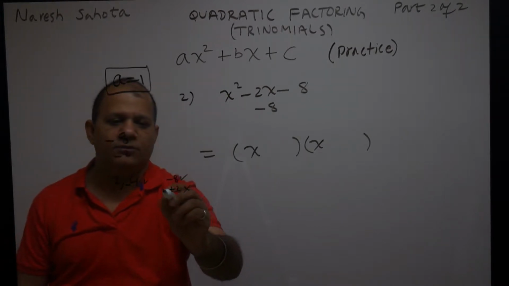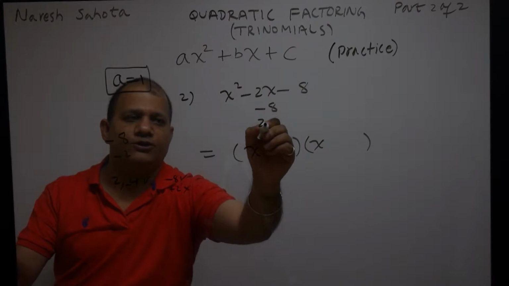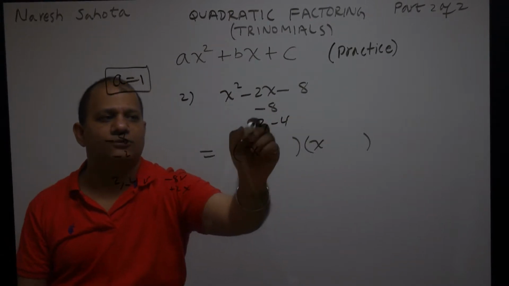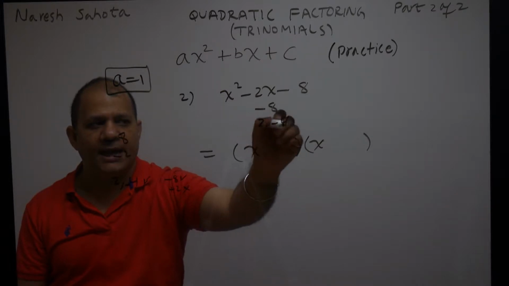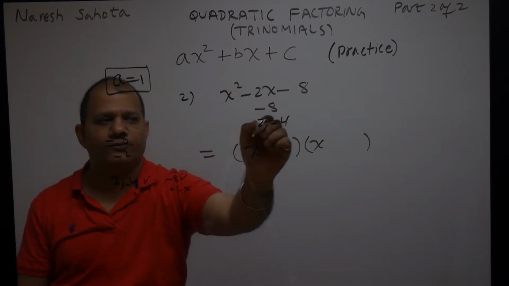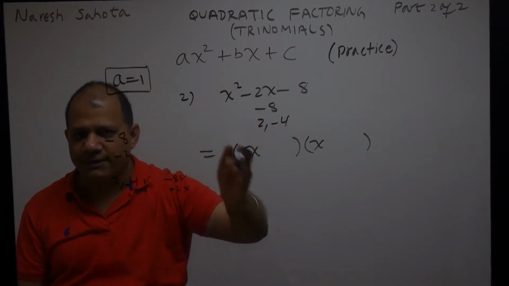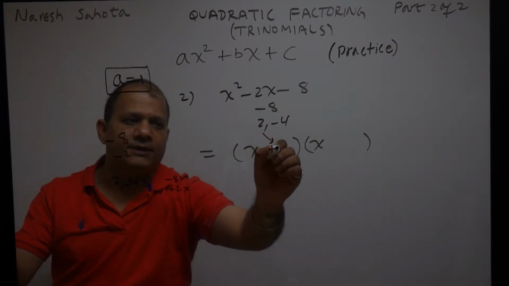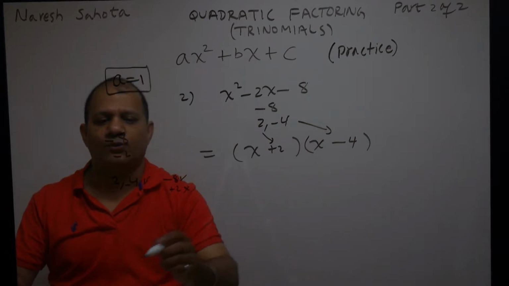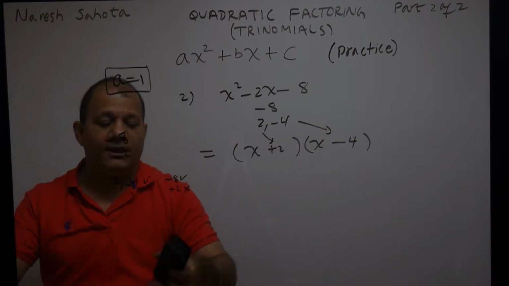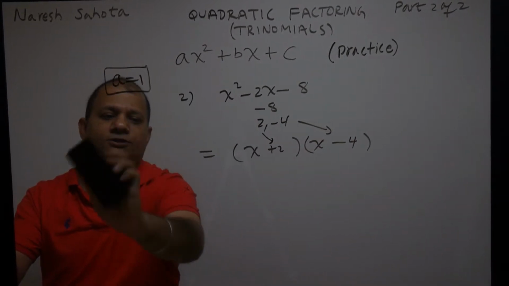Okay, so we write 2 and negative 4. 2 times negative 4 is negative 8. When I add, I get negative 2. So once you find these two numbers with the correct sign, simply place them here: x plus 2, x minus 4. So that's the answer there, and we are done with that question.